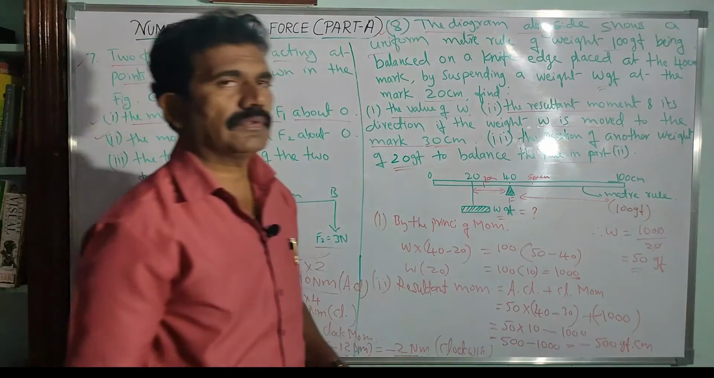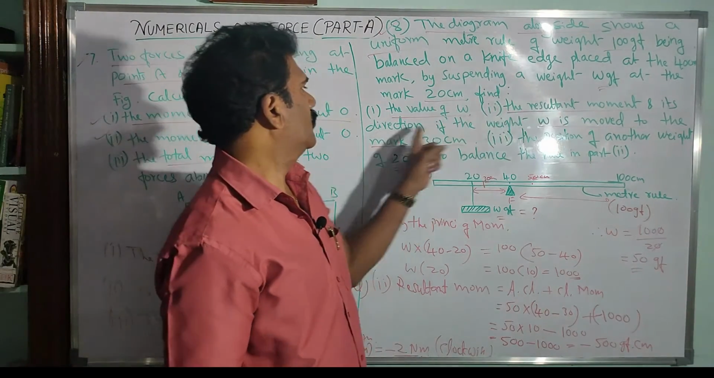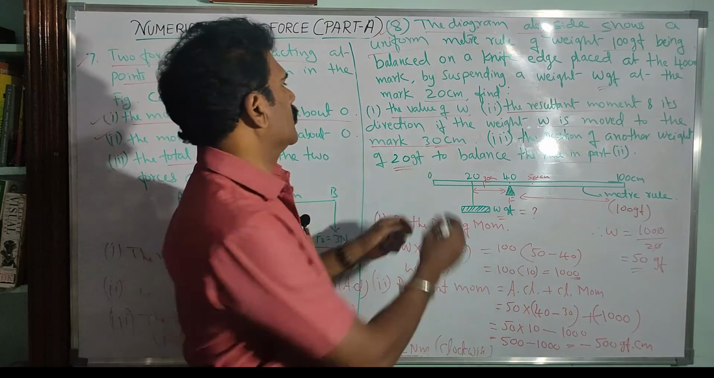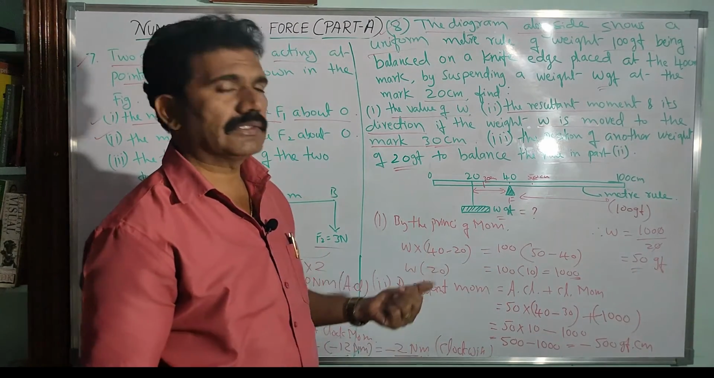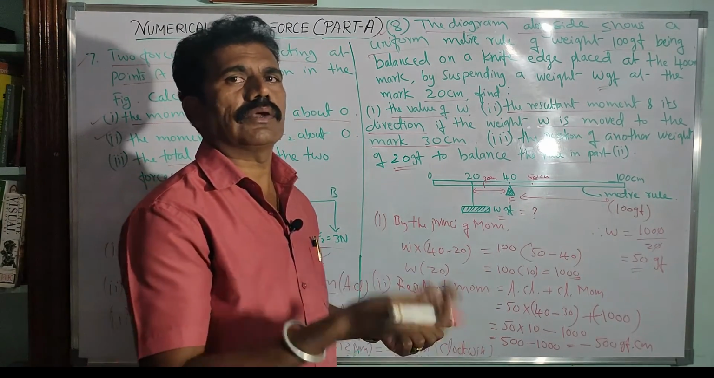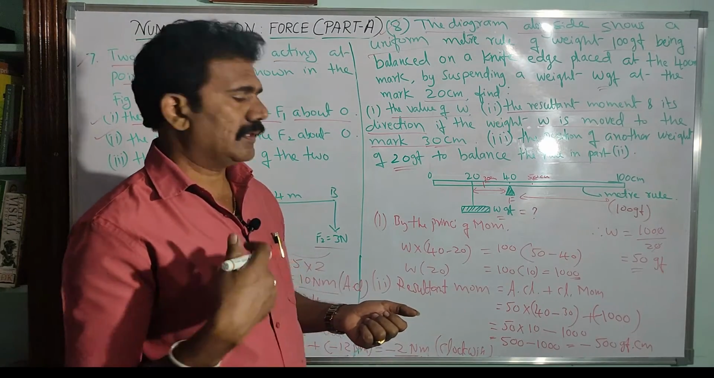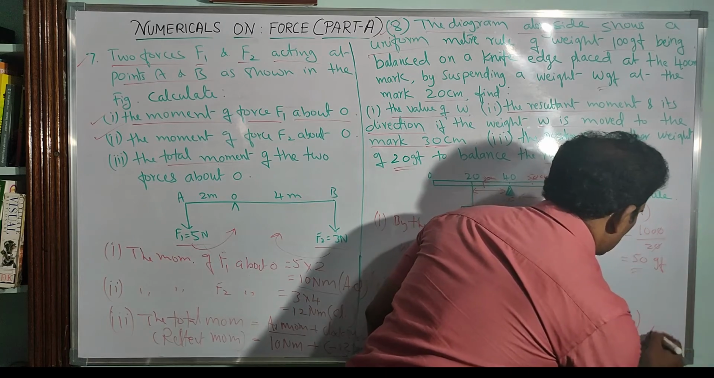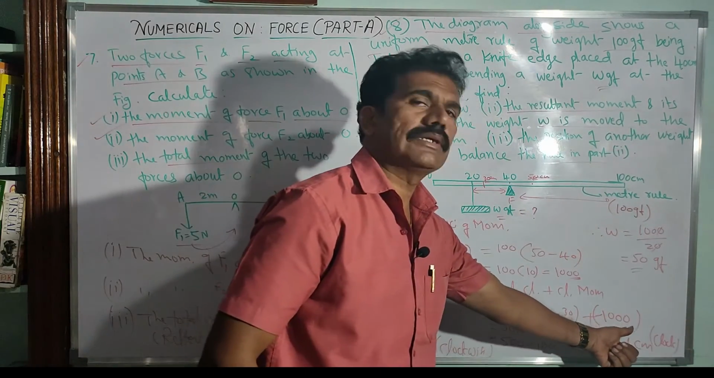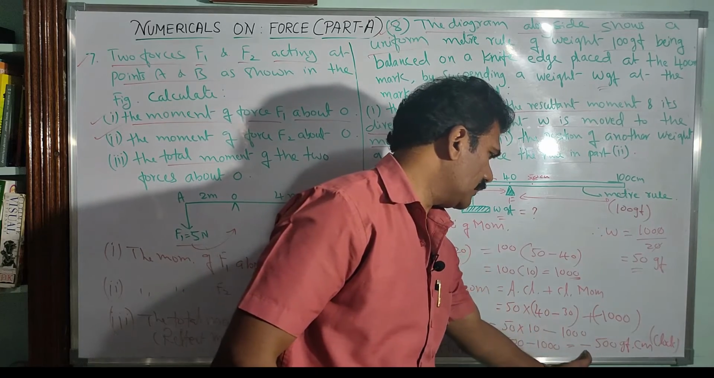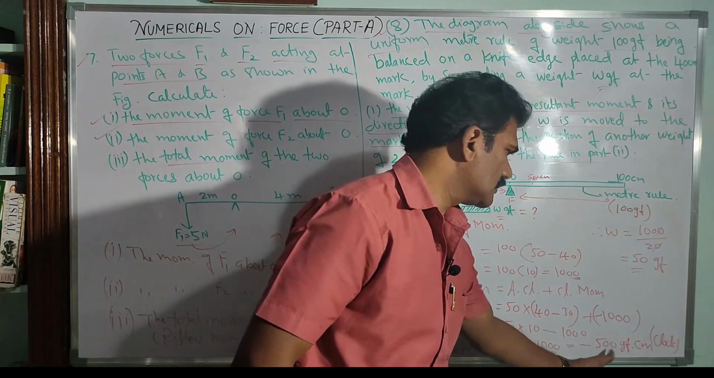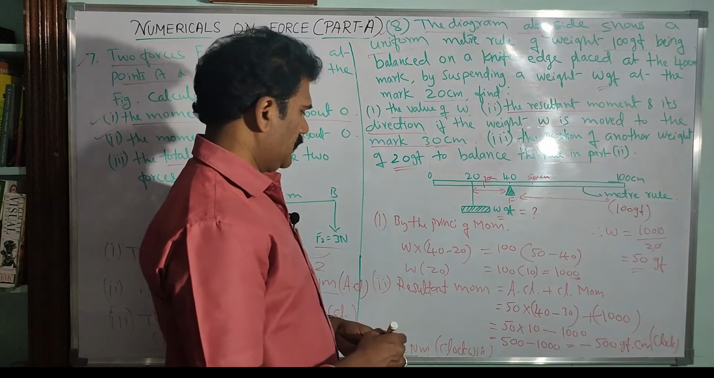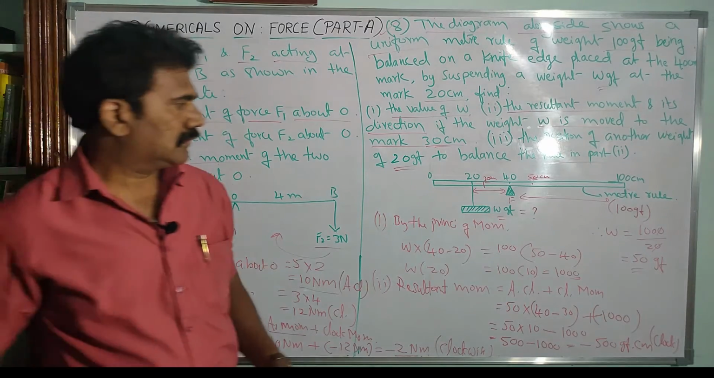Now in what direction did they ask here? Resultant moment and its direction, if the weight W is moved to the mark 30 centimeter. They asked the direction here, right? So the negative sign indicates whether it is a clockwise movement or anti-clockwise movement. The negative sign indicates it is clockwise. Right, here also minus 1000 indicates it is clockwise. Here also we got minus 500 as a resultant moment. So this indicates it is in the clockwise direction movement. Clear?